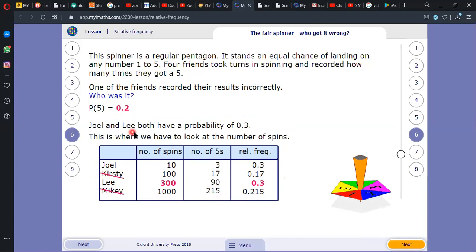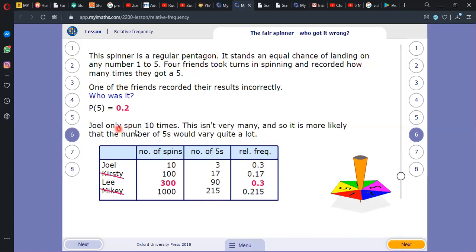Now, looking at Joel and Lee, both of them have a probability of 0.3. This is where we have to look at the number of spins. You will see that Joel only spun 10 times. This isn't very many, and so it is more likely that the number of fives would vary quite a lot. So we can understand that 0.3 should actually be far from the actual probability because the number of spins is very low.